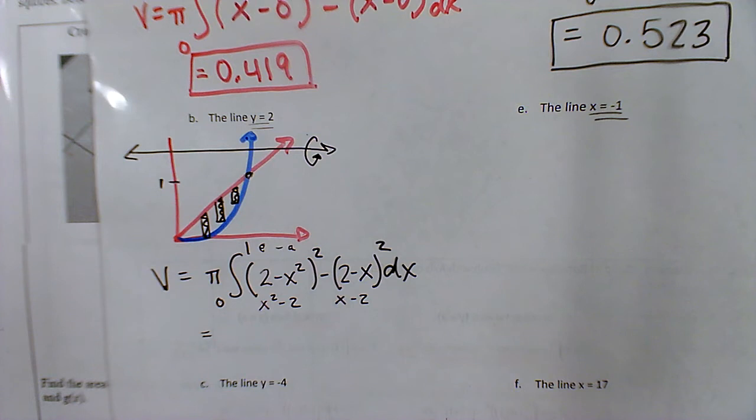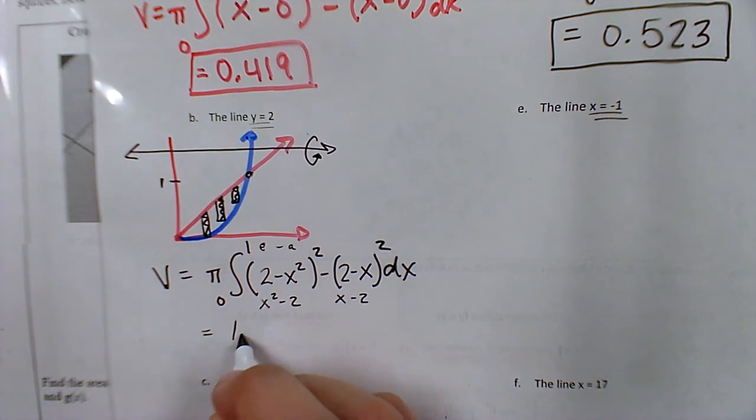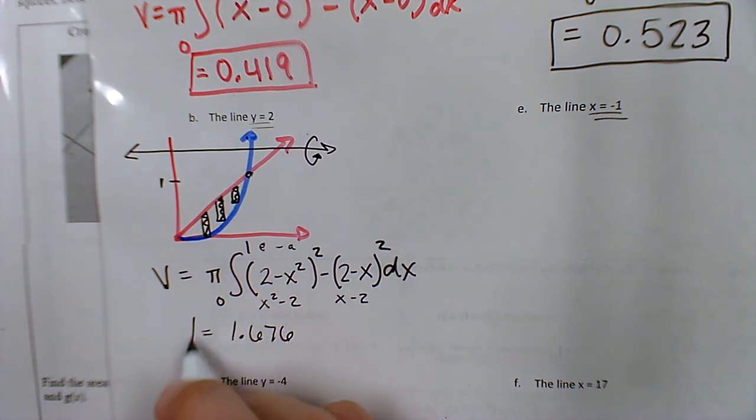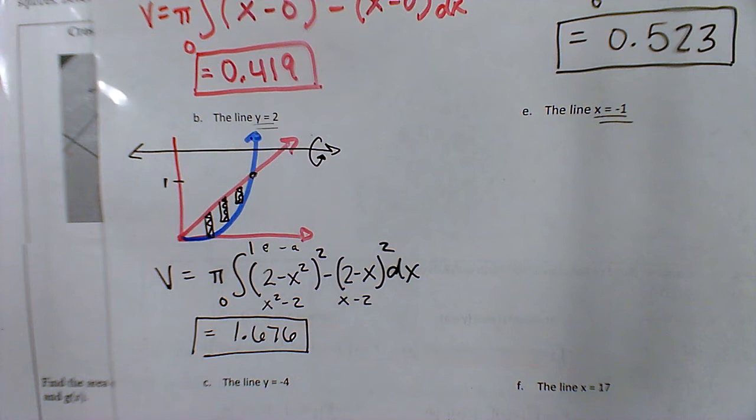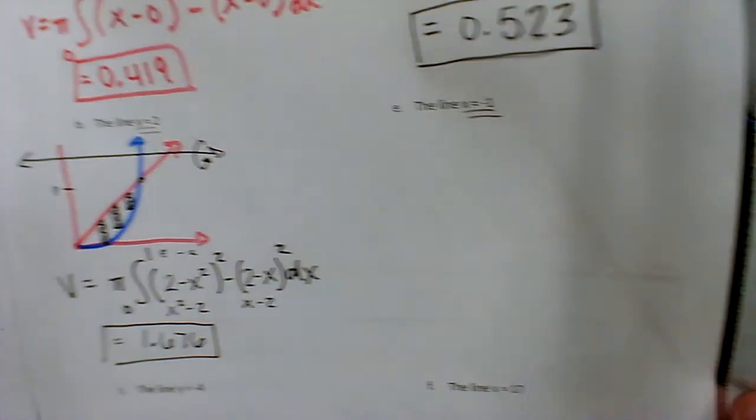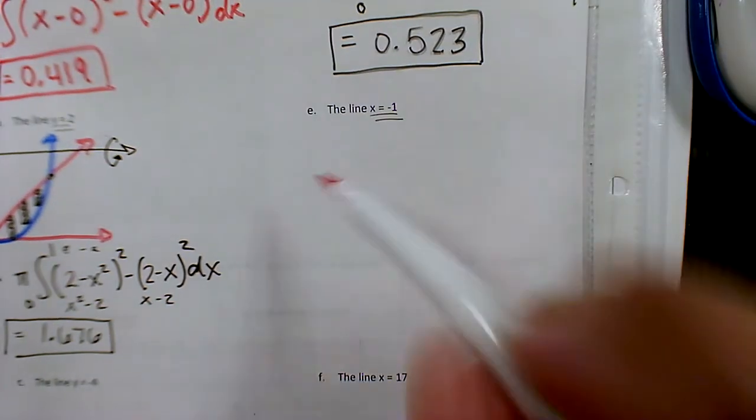Any takers? Okay, Caitlin? 1.676. Agree? Work out? Alright. Let's go ahead and draw our next one.